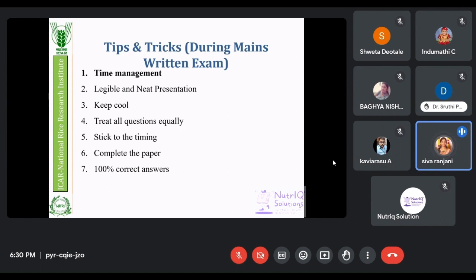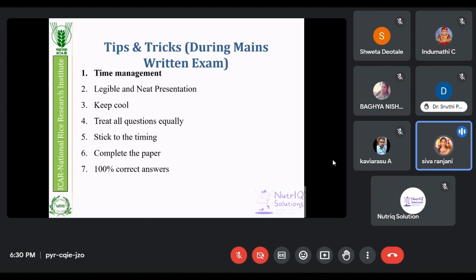You have to complete the paper, because another disadvantage here is that you will be given a booklet. It is not like there will be a separate question paper and answer sheet. No, there will be a single booklet. On top of each page the question is written, and below that you'll be given space to write the answers.